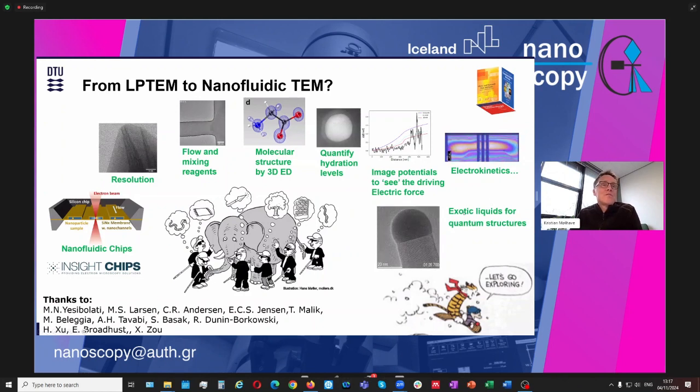And I've shown you some of the results we made on exotic liquids for quantum structures at high temperatures. So I think these microchips for microscopy are really fun systems that allow you to do all kinds of new interesting things.